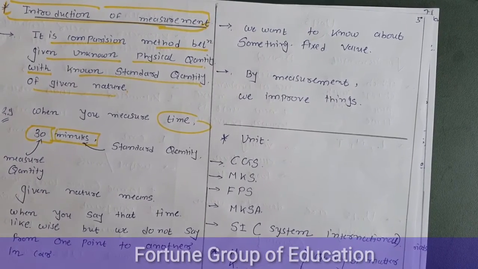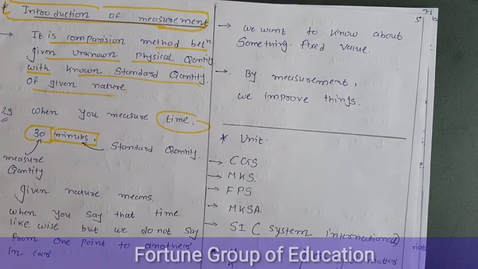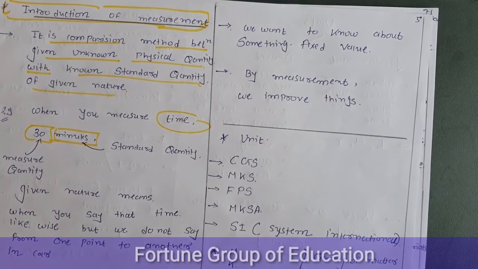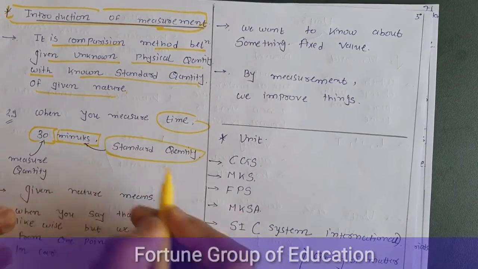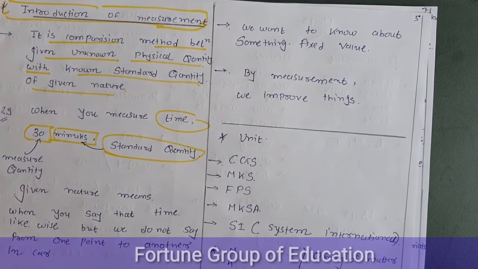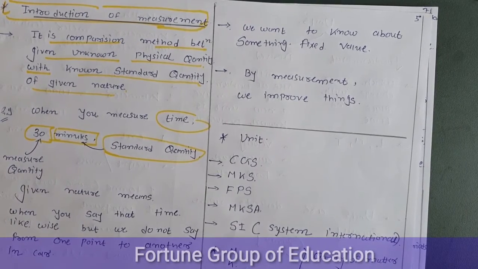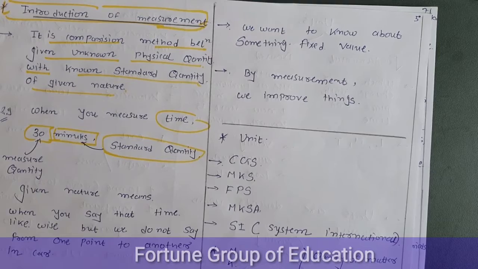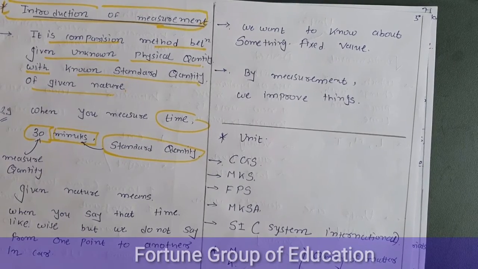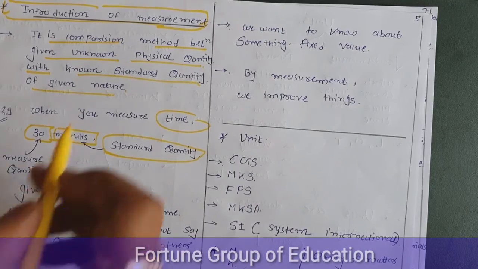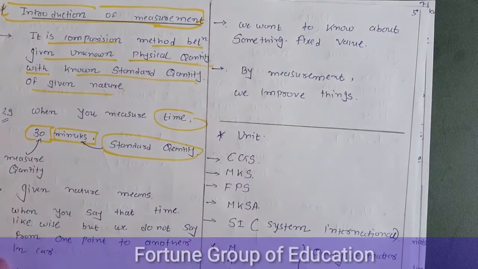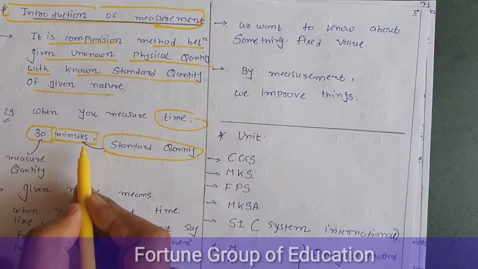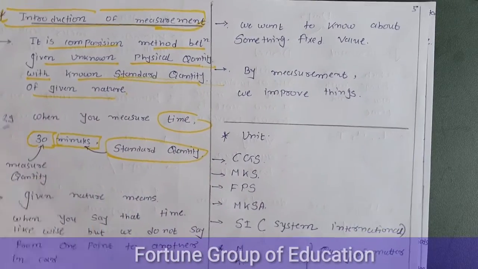But we have to say it in minutes, in hours, in seconds. So these are known as standard quantities. The standard quantities are minutes, hours, seconds. These are the standards, which we have to use to measure the time. And the 30 is known as the quantity. So in our definition, 30 is our physical quantity, and the minutes, hours and seconds are our standard quantity and the nature.